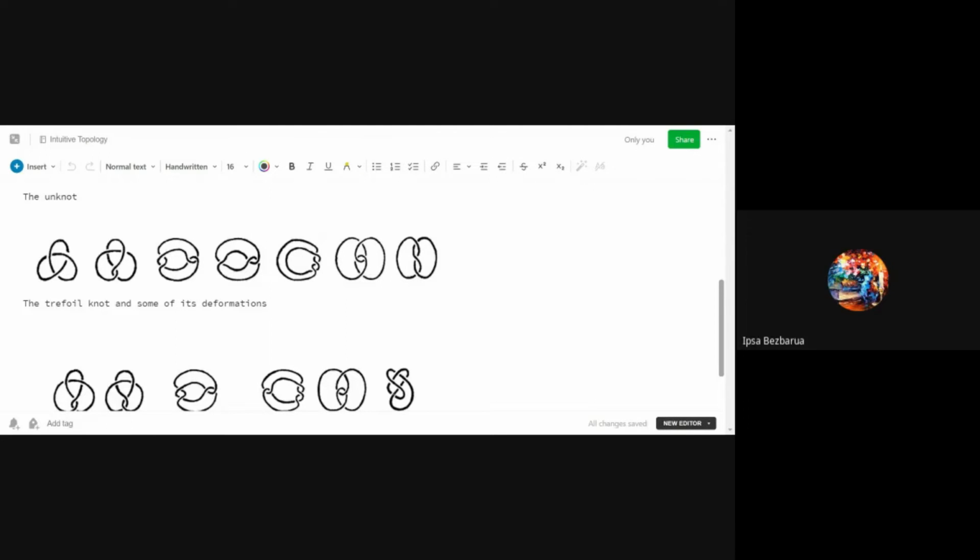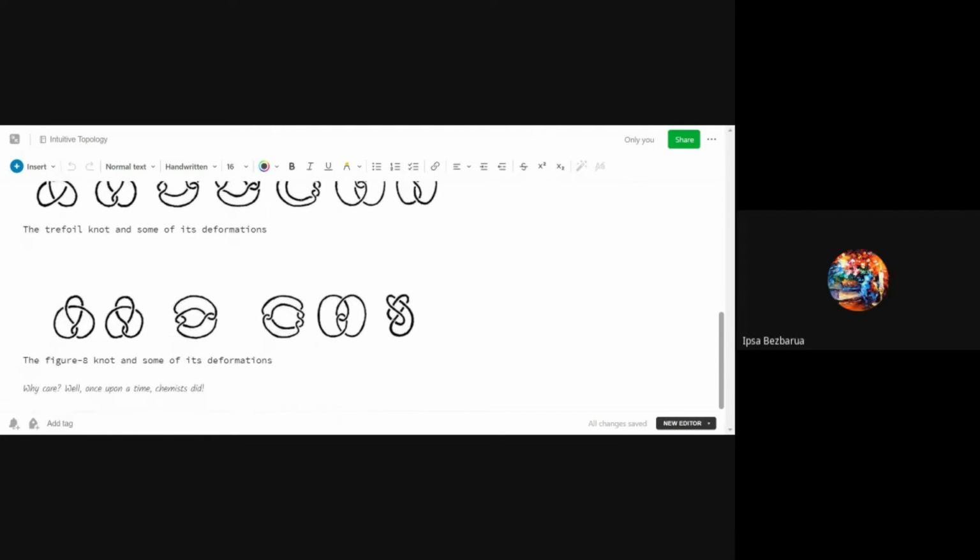It's like you're twisting the trefoil knot around until it looks a little different. But basically, if you perform some transformations on these deformations of the trefoil knot, you'll ultimately get any one of the other ones. And then lastly is the figure 8 knot and some of its deformations. So I added a line: why care?